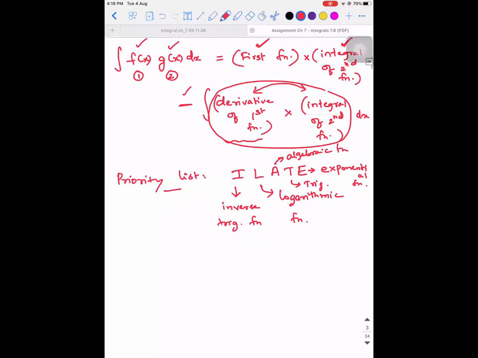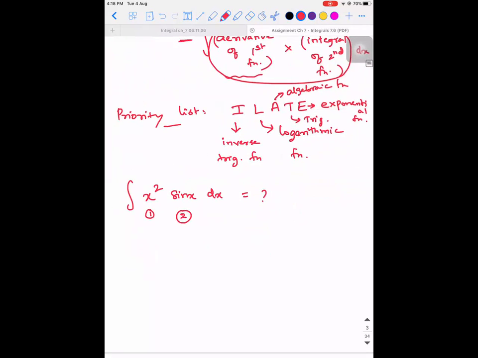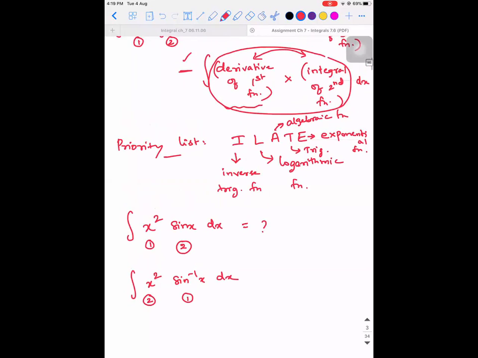What is the meaning of this? Suppose I give you a question like this: integral of x square sin x dx. According to the priority list, which one will you take as the first function and which as second? x square is first because it's an algebraic function, and sin x should be taken as second because it's a trigonometric function. If the same question is modified as x square sin inverse x dx, then sin inverse x is first and the algebraic is second. Wherever you have an inverse trigonometric, that should be the first function. I hope it is clear.